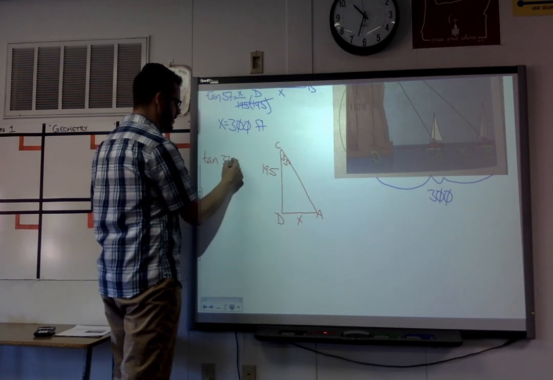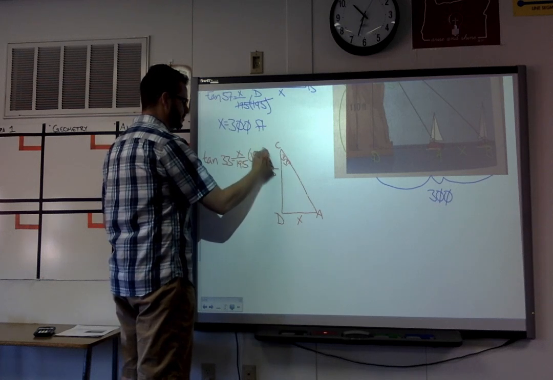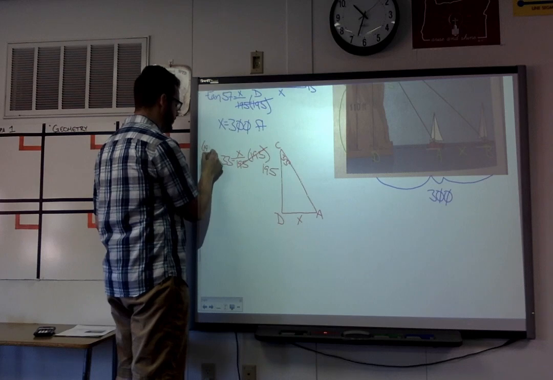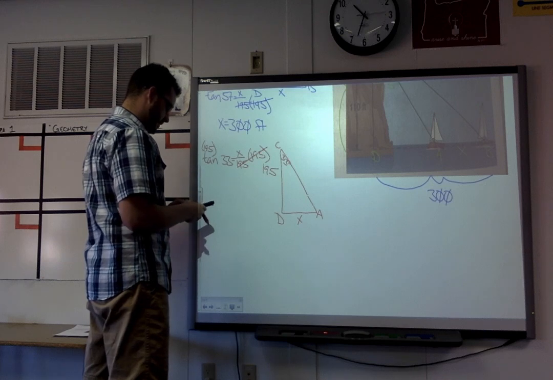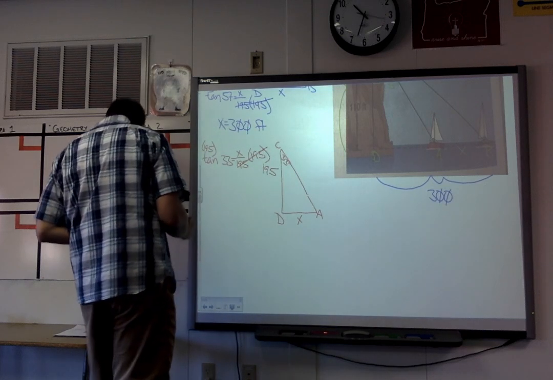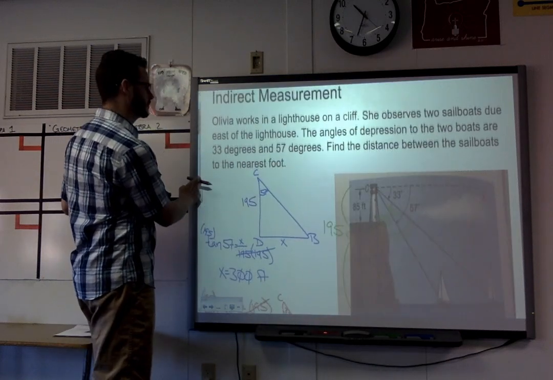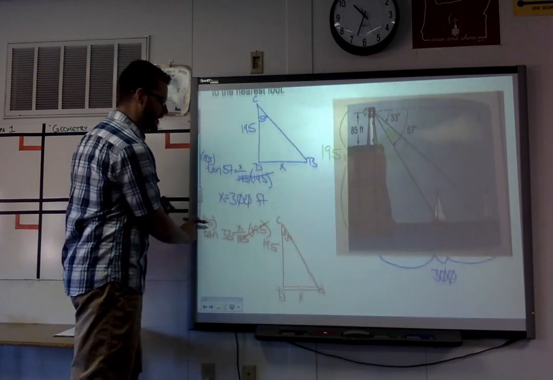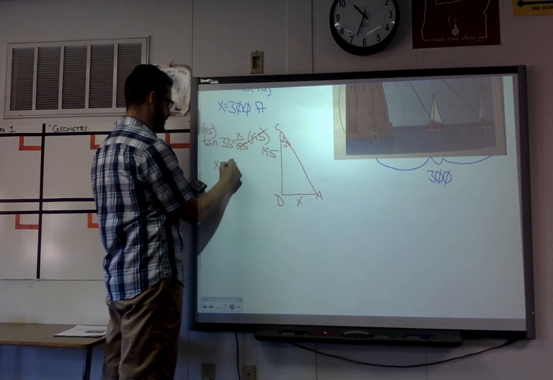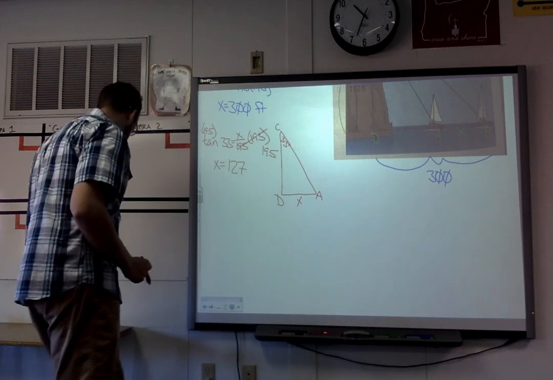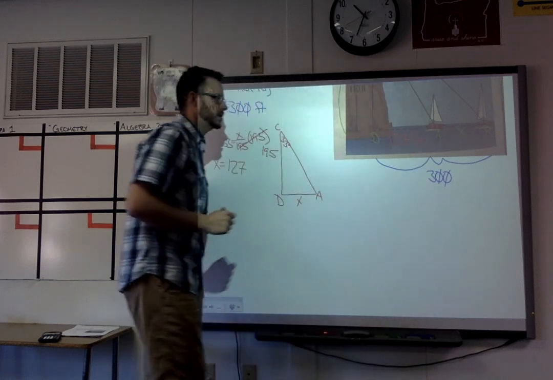Tangent of 33 is equal to x over 195. Multiply both sides by 195. So tangent of 33 times 195 gives me, this time, I'm rounding to the nearest whole number. It says to the nearest foot in the answer, so that's why I'm rounding to the nearest whole number on these. So this is going to give me x equals 127. So from D to A is 127 feet.